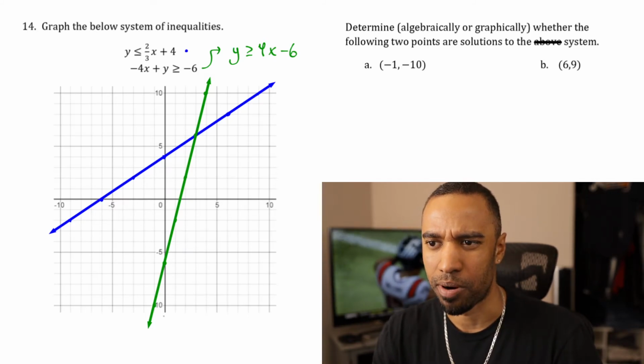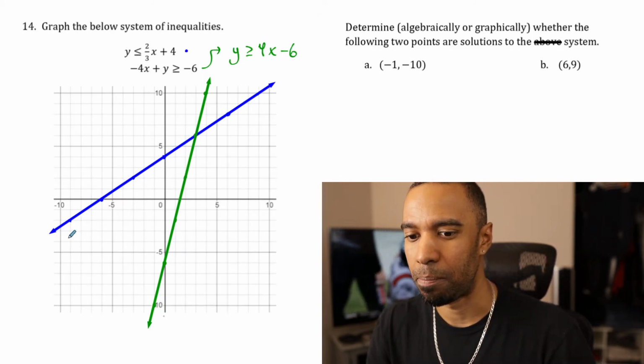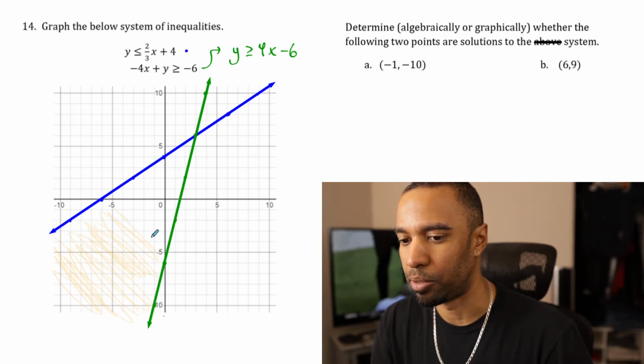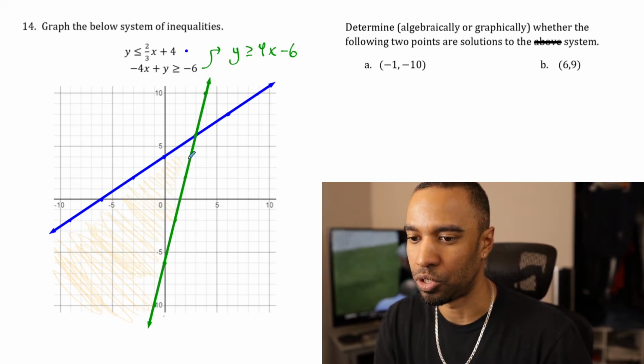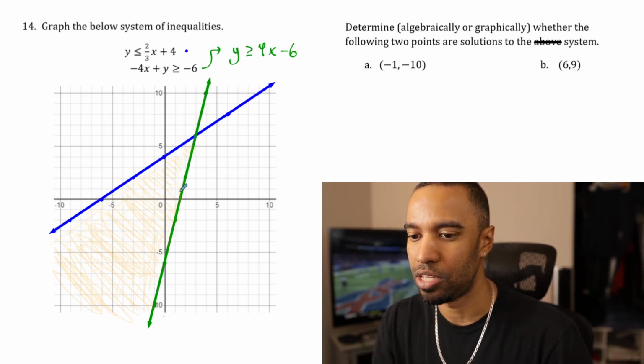I don't know if when I write these problems, I'm aware of the fact that I'm always getting 0, 0 in there. Probably because it's the best looking shading to do. But I'm going to go ahead and shade above the green and below the blue. And this will be my final solution set right here. So all these count within my solution set. These are the good ones.